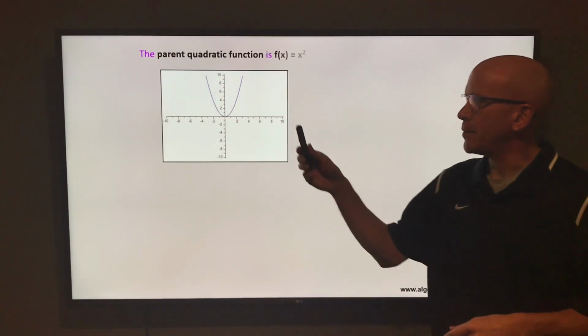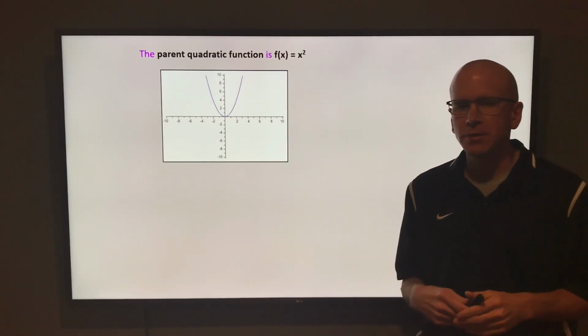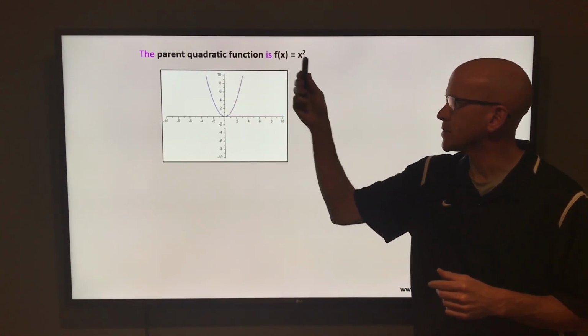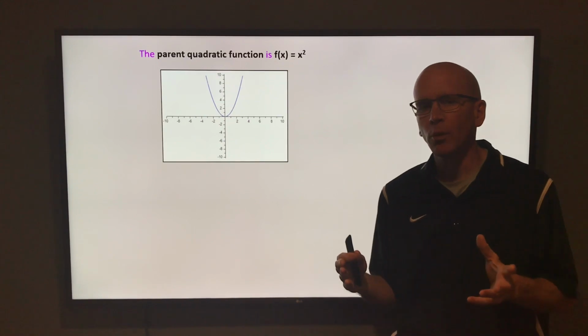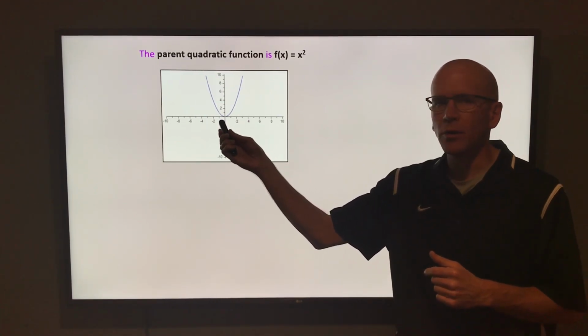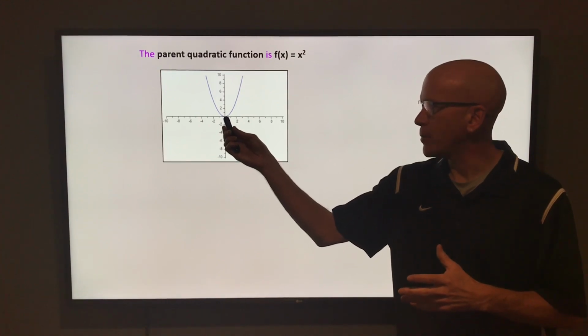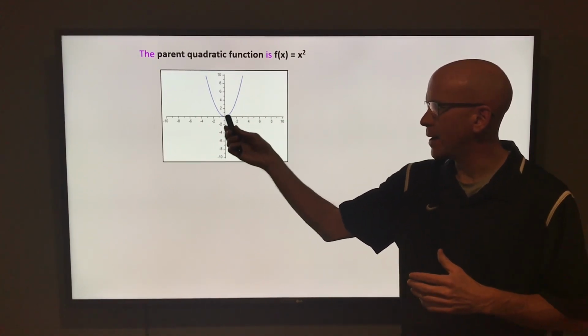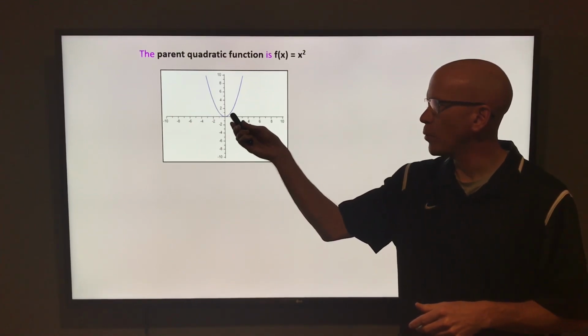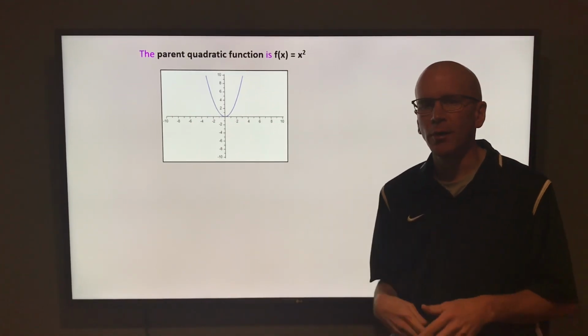The parent quadratic function: all other quadratic functions can originate from the parent function. The parent quadratic function is f of x equals x squared. So some points to note on that parent function would be (0, 0), the origin. That is on the graph of the parent function f of x equals x squared, where x is 0 and y is 0. Another point is (1, 1), where x is 1, y is 1. That is another point on the parent function.